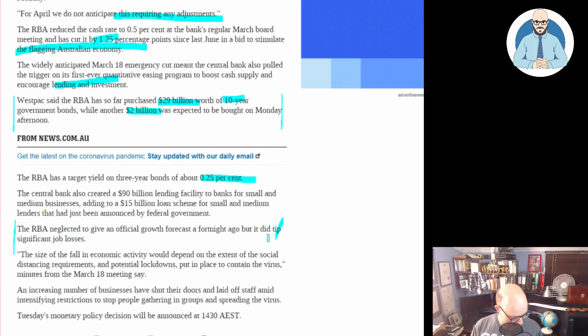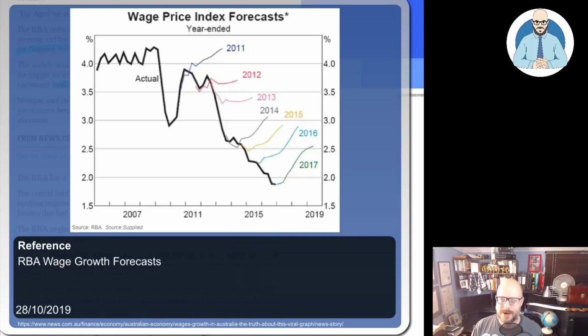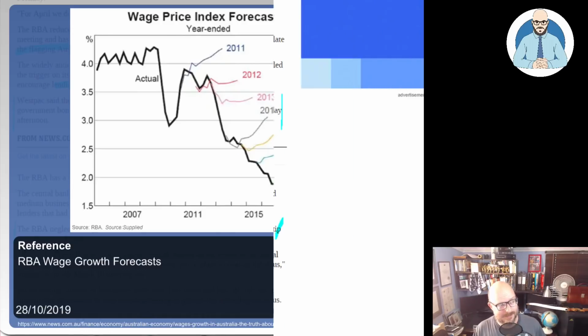Well, if you're fans of the channel, you know this is one of my favorite charts. I've put it on a mug. This is showing wage price index forecasts for the RBA. They're masters of managing this economy. I don't know why they're even trying, honestly, to forecast wage growth.